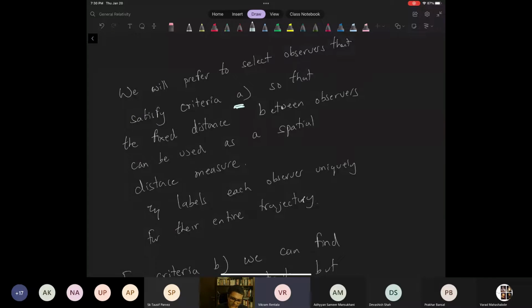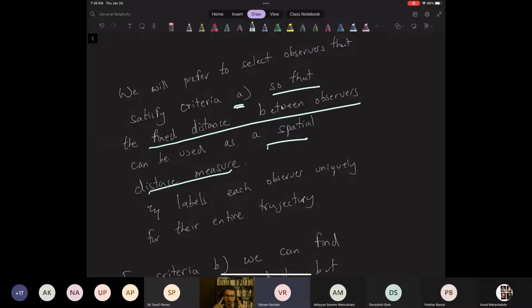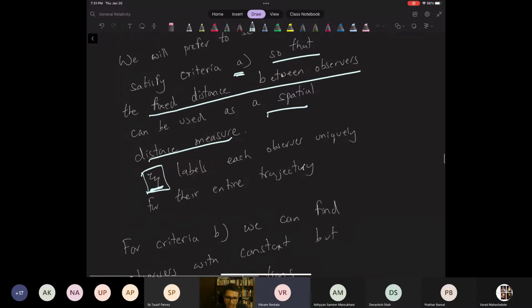So we will choose observers that have a fixed distance between them, which can be used as a spatial distance measure. And so we'll have some distance which we'll denote as xi between each observer. The parameter xi will uniquely label each observer, and it corresponds to the distance between any two observers. And all these observers are at rest with respect to each other as measured in anyone's rest frame. So they maintain this fixed distance xi between them as seen in anyone's rest frame.